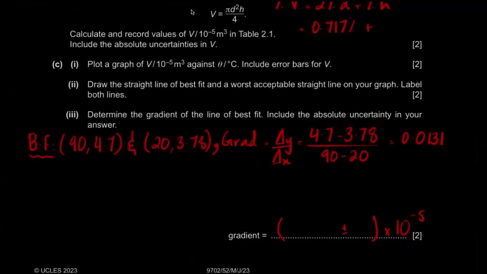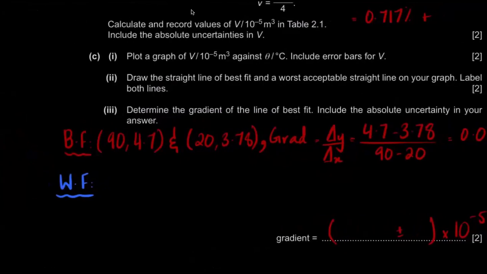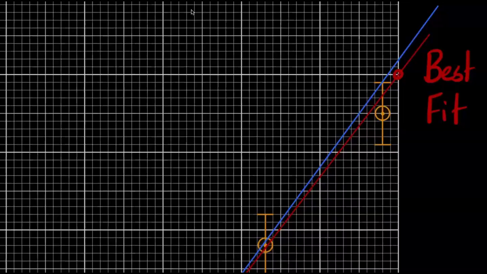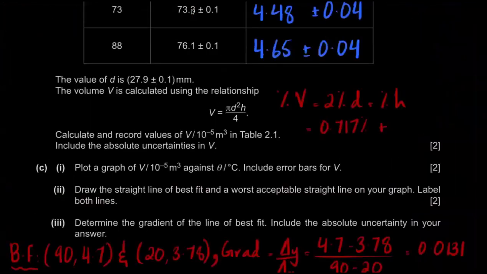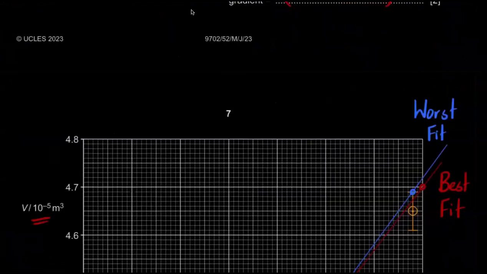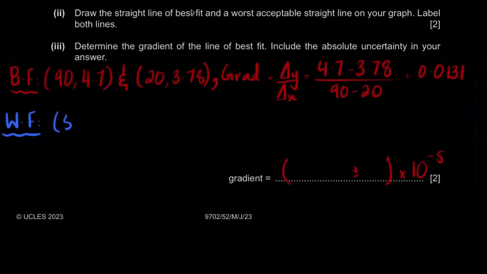Now I do the same for the line of worst fit. For the line of worst fit, obviously the choice of the points is also really easy because you take this error bar here, which it goes through. Also, this error bar you can confirm from your readings as well. For the last reading, you know this would be 4.65 plus 0.04. So this would be 4.69 and 88 comma 4.69. And that is also what you see here. So this one is 88 comma 4.69.